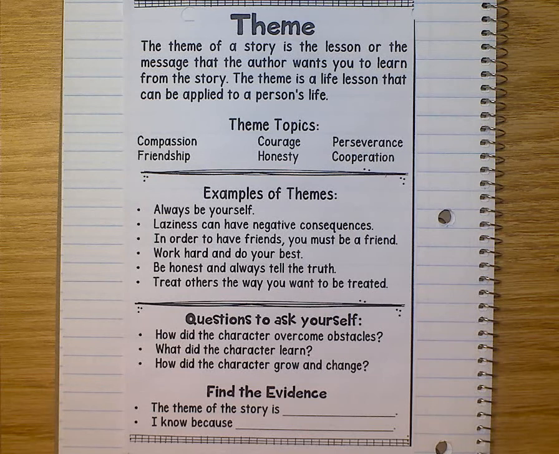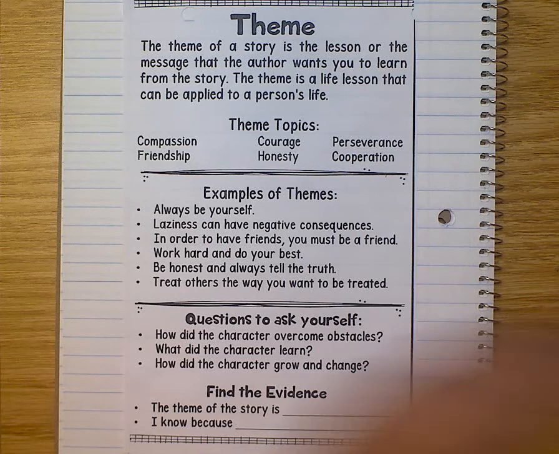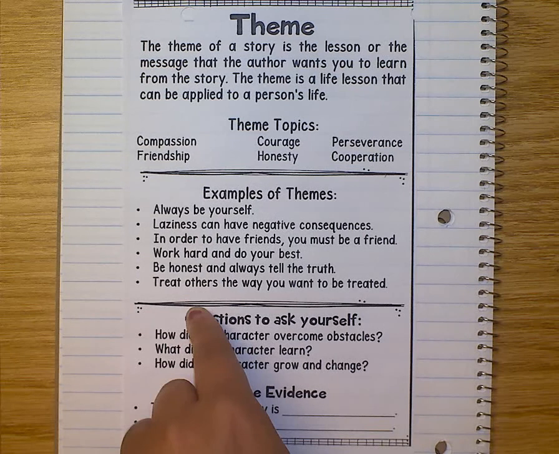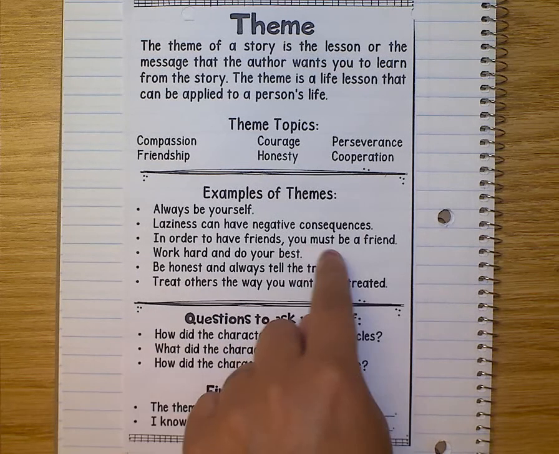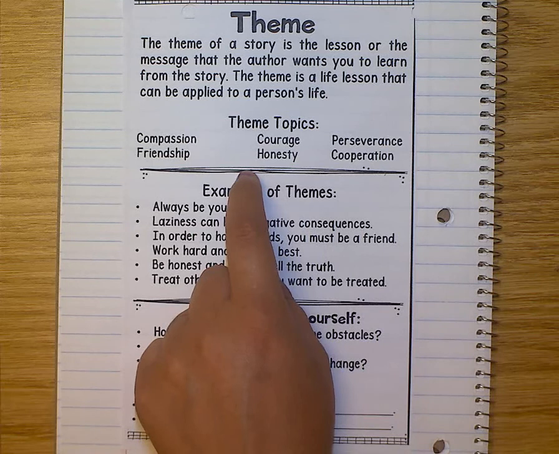So some examples of themes, though, might be always be yourself, or laziness can have negative consequences. In order to have friends, you must be a friend. And so you see how these theme topics relate to then the actual theme itself. So a theme topic is just one overall word, one overall big idea.